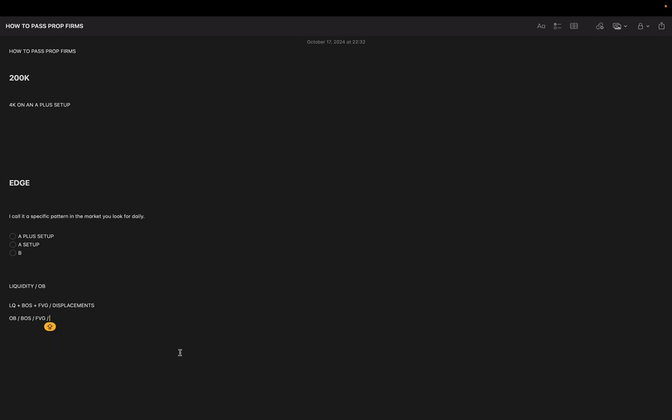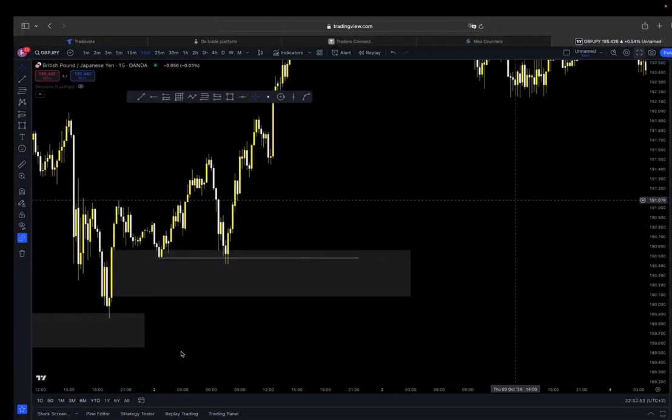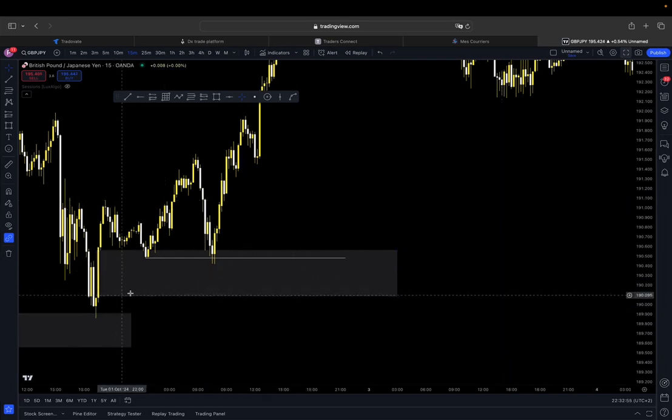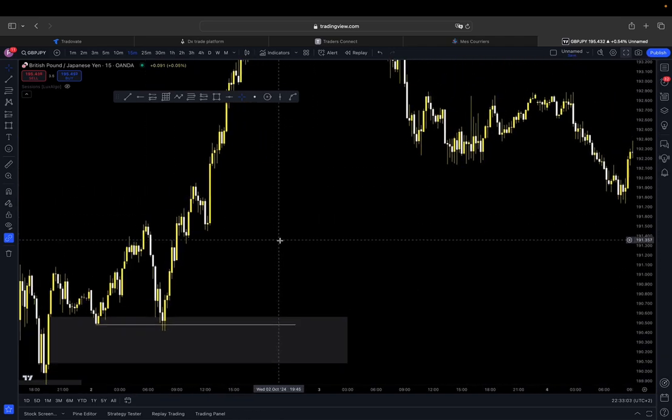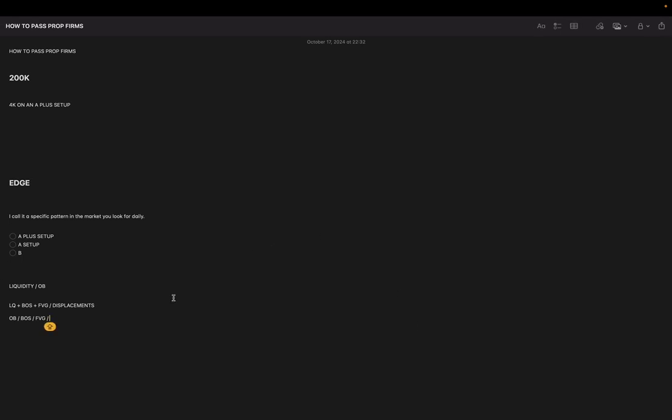It is an A setup, since we had reactions in on here and this fair value gap. Do you understand me? So here we go. Now let's go back to where we were. Now you understand how edges work.